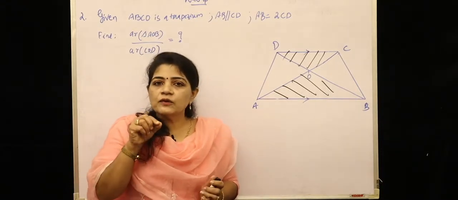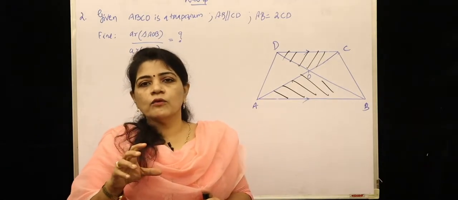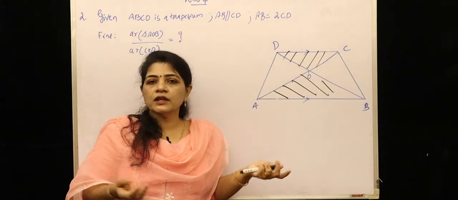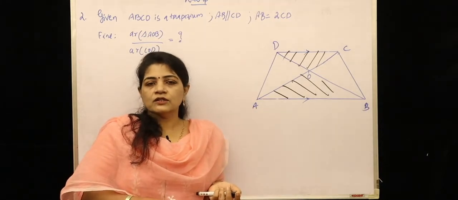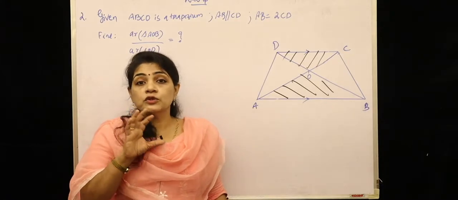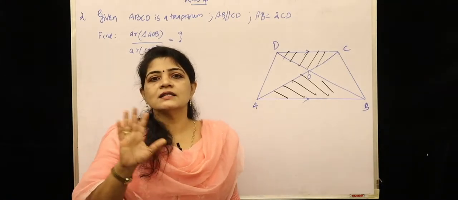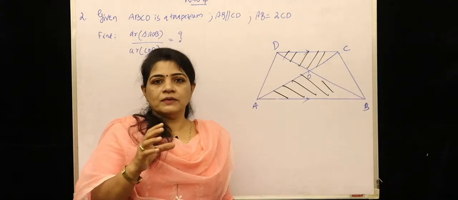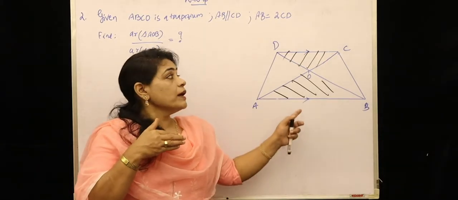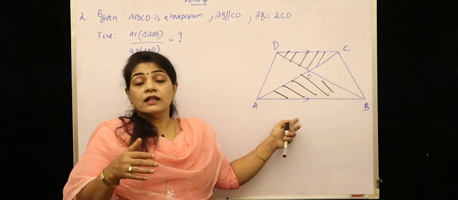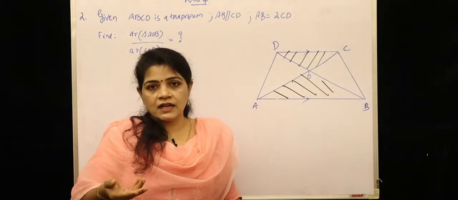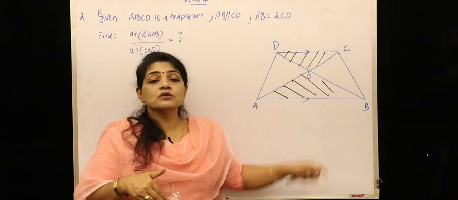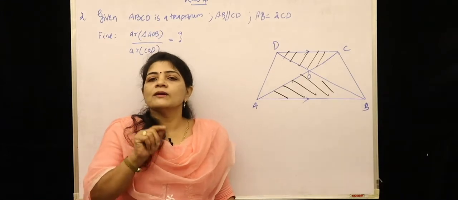Being given that AB parallel to CD, see children, if you can show that triangle AOB is similar to triangle COD, you can apply the area ratio theorem. So our first aim is to show that these two triangles are similar. For that, a very important clue: being a trapezium, one pair of opposite sides are parallel. That means you can apply alternate interior angles, corresponding angles, all those results in order to prove that these two triangles are similar. We are going to apply that.